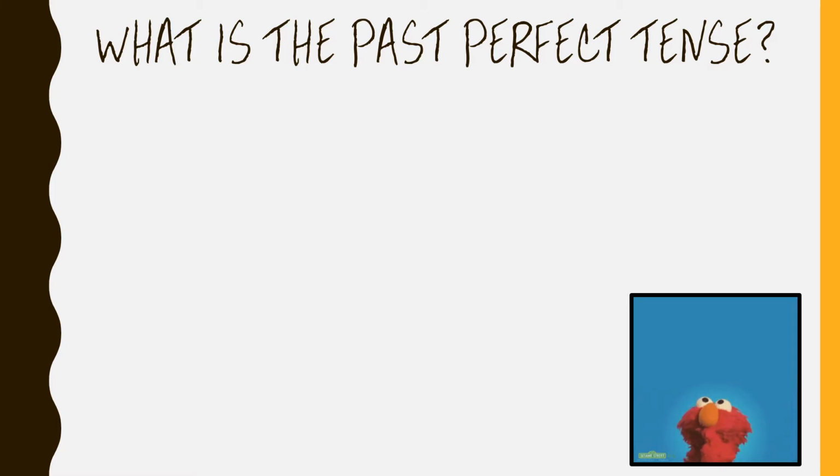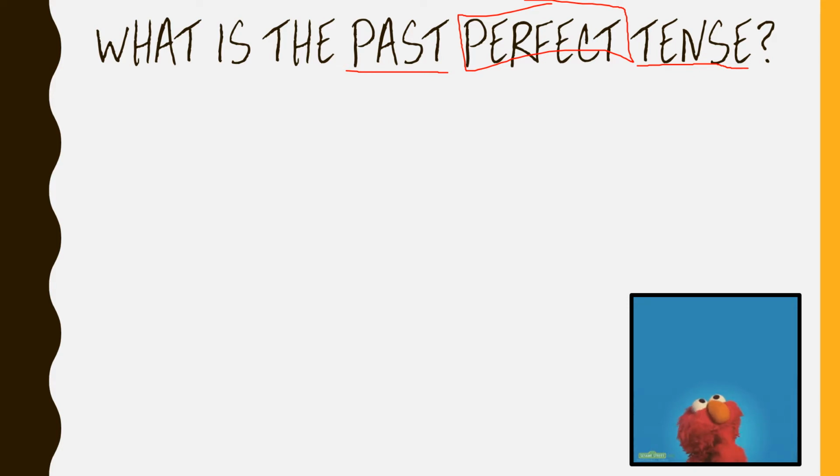So, what is the past perfect tense? There's a few words that we could look at here that might help us figure out what the past perfect tense is. If we just look at the words past and tense: what's the past tense? The past tense is something that has happened before now. It's happened before, it's in the past.